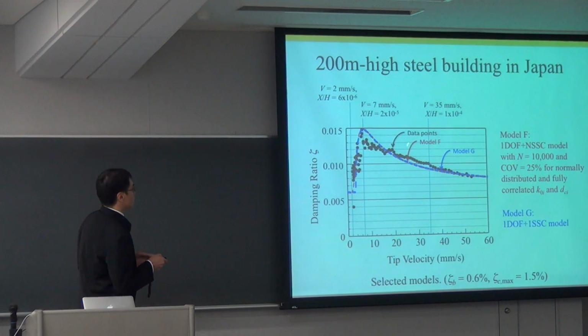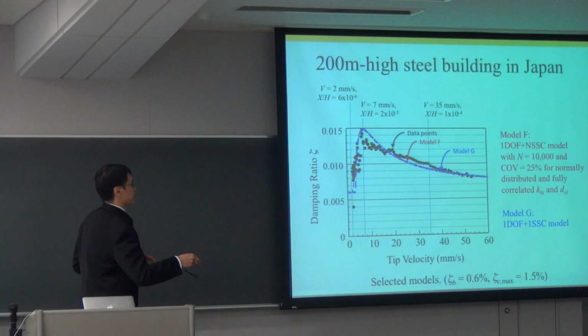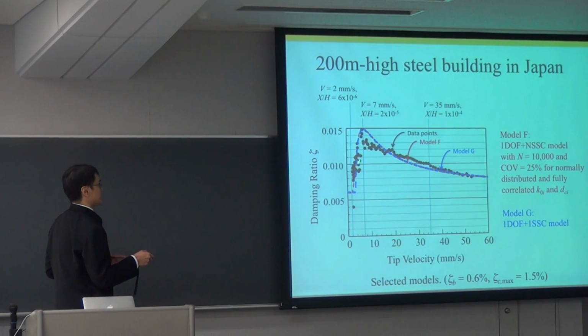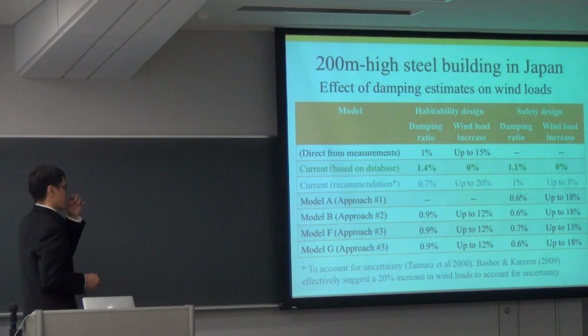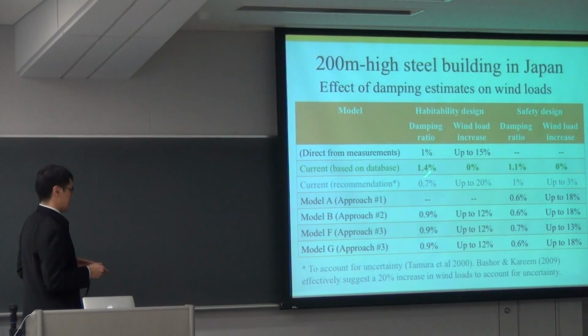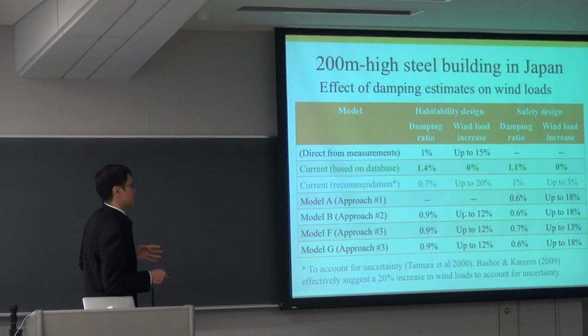Here, this corresponds to approximately the 1-year return period response. So we're interested in, let's say, the 50-year return period response. It's at higher amplitudes. The data, of course, does not have that, but our models, based on this curve fitting, can predict it. So I compared some of those damping estimates for habitability design and safety design, and compared the increase in wind loads as well.